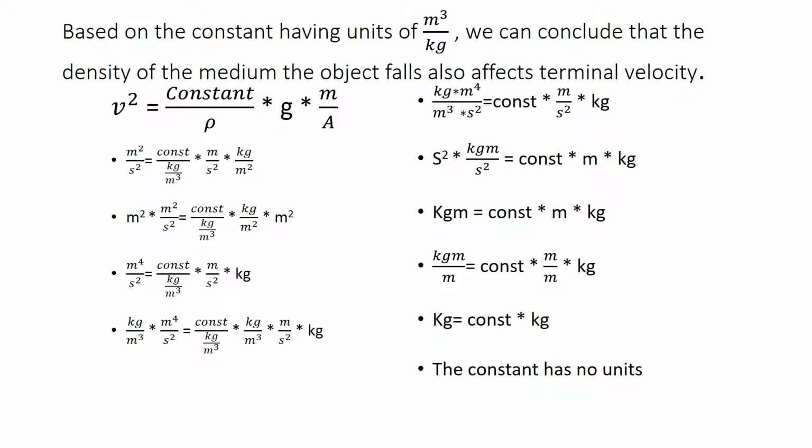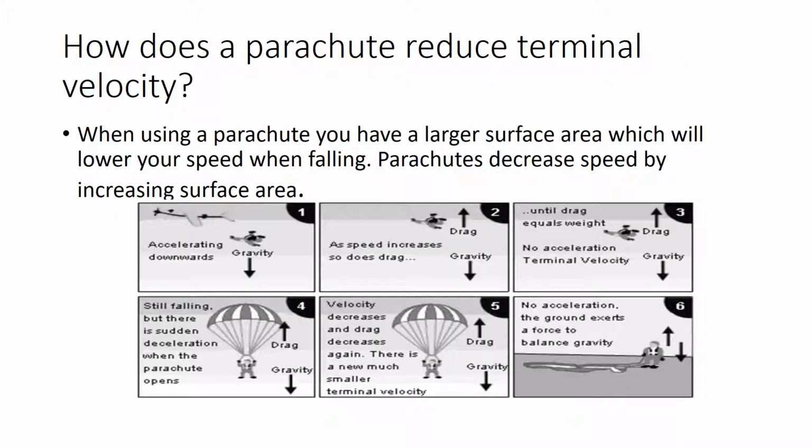Okay, so the next step I would probably take is to multiply both sides by second squared. And then you're going to end up with kilograms times meters equals constant times meters times kilogram. And then you're basically going to get down to the end of the equation and you're going to realize that kilogram equals kilogram. So basically the constant has no units.